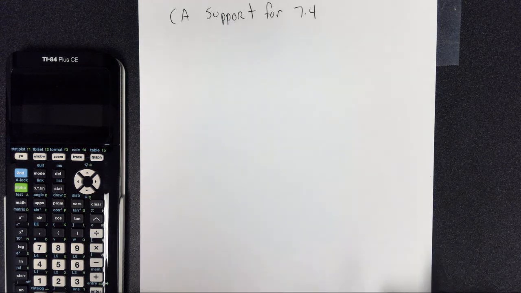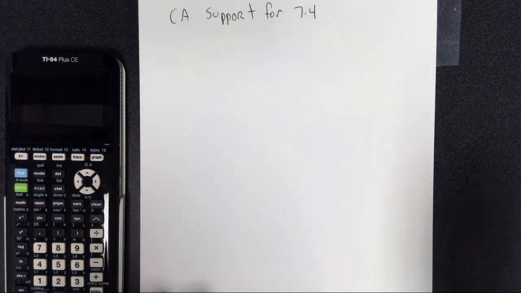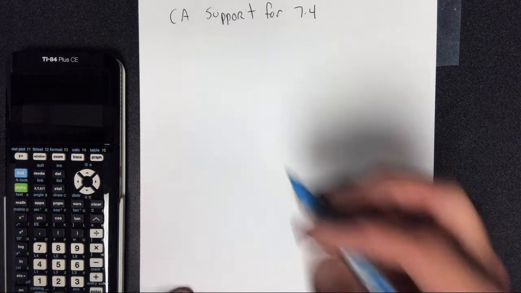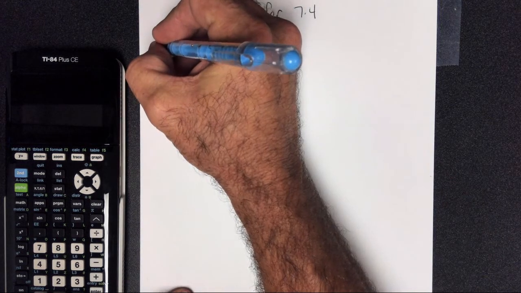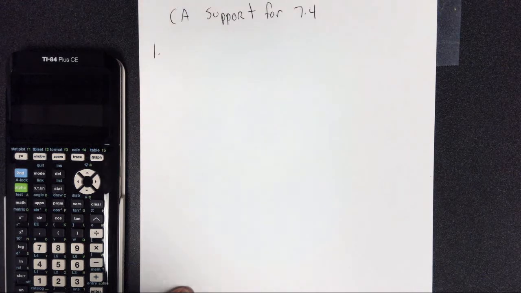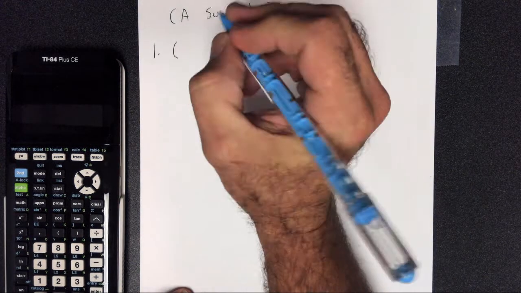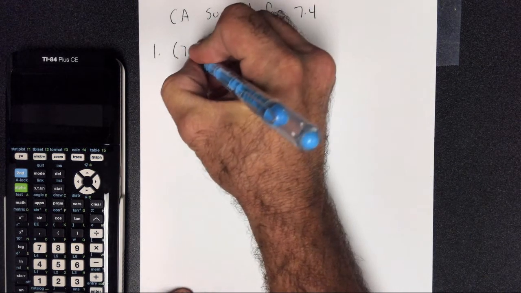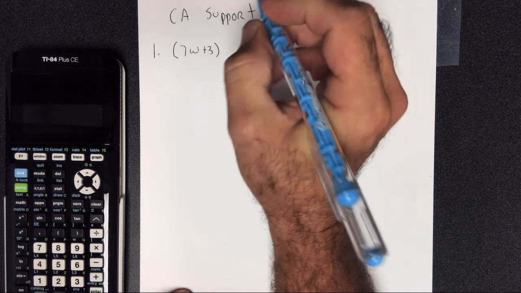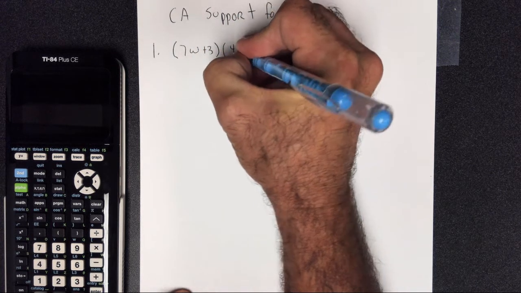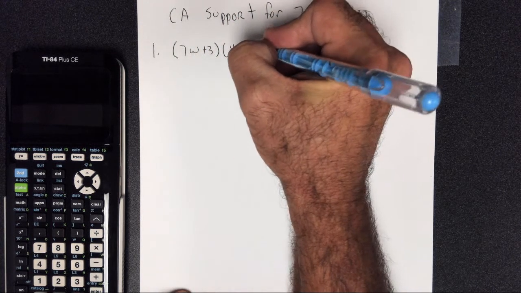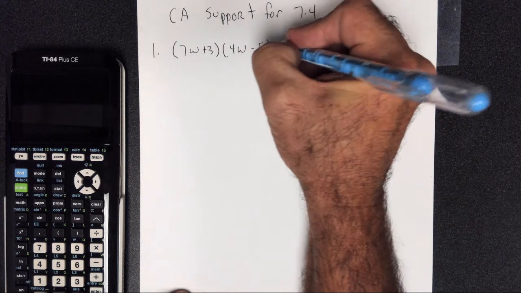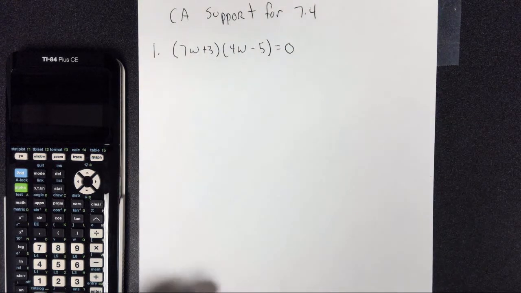Alright y'all, this video is for college algebra support for 7.4. So this is going to be a lot of equation solving. So number one, they want me to solve. They're giving me two parentheses: I got a 7w plus 3 and then a 4w minus 5. All these are equal to 0.